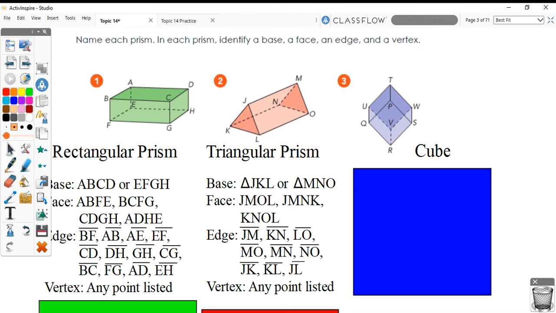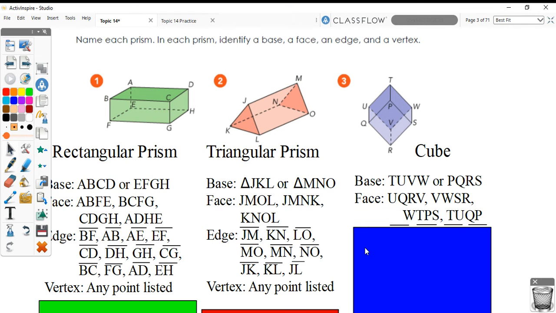A cube is kind of funny because it's a little bit different because the faces and the bases are all the same exact thing, the same exact shape at least. The faces and the bases are all congruent to each other on a cube. So generally, it's going to go by the notation where the base is the bottom and the top, and the faces are the squares on the sides.